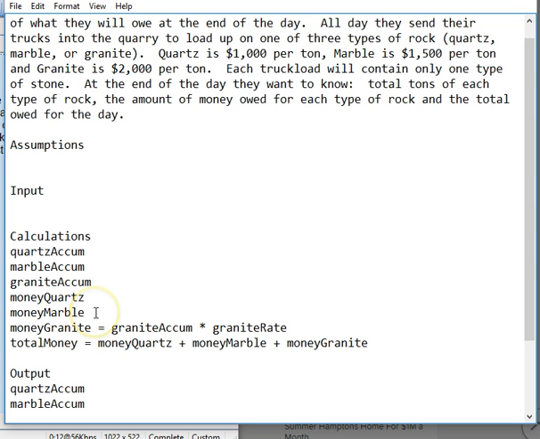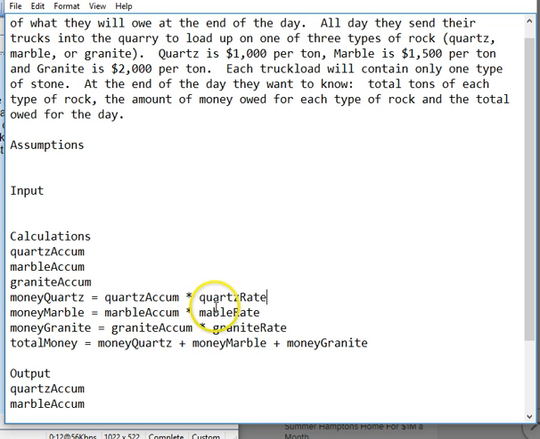And I'm going to do the same thing with marble. We determine that by taking the total weight of marble and multiplying that by the marble rate. And then our money quartz is going to be the amount of quartz we moved times the quartz rate.